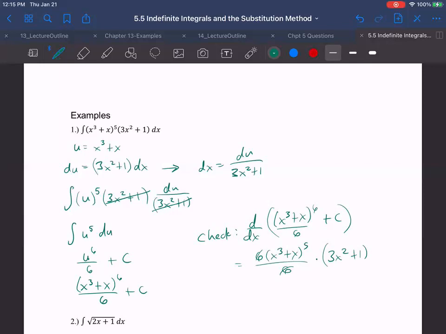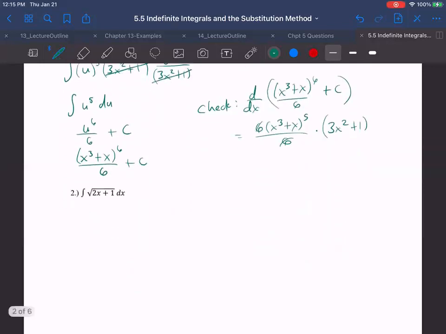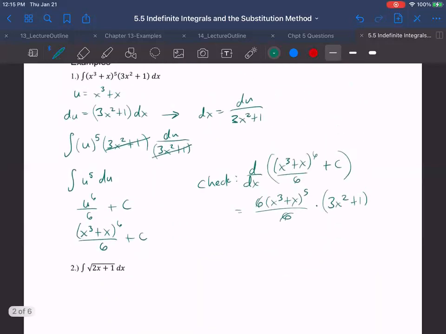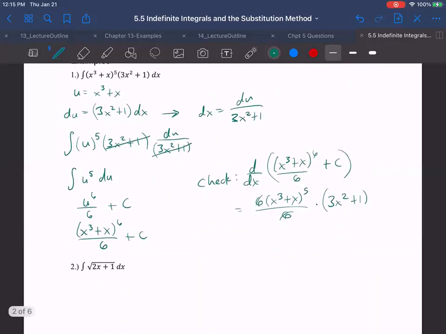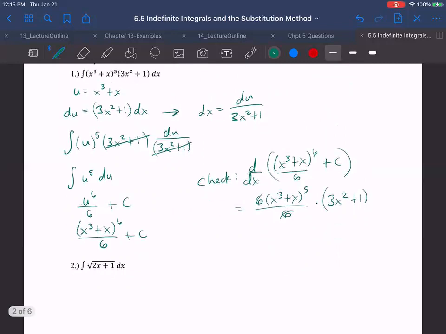All right. Now let's try this next one together. Sorry, anybody still writing? So let's look at this next one. Square root of 2x plus 1 dx. What do you think I should do for my substitution here? What's that? Yeah. So let's try that.